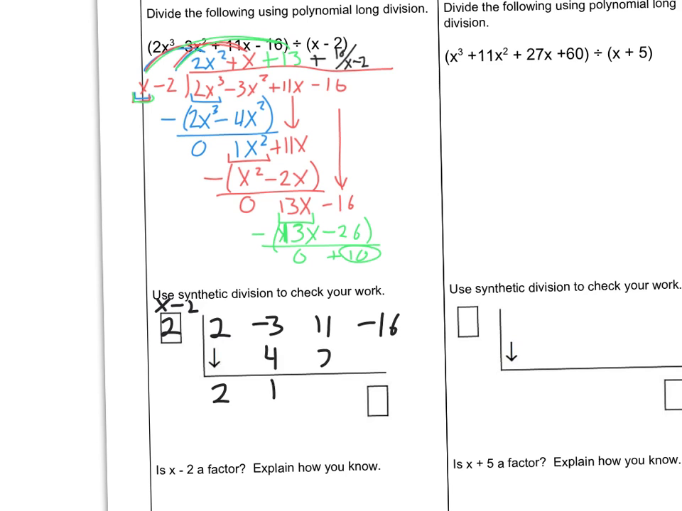2 times 1 is 2. Add to get 13. 2 times 13 is going to be 26. And I add to get 10. You might notice we have the same remainder. That's how we really know that this worked.